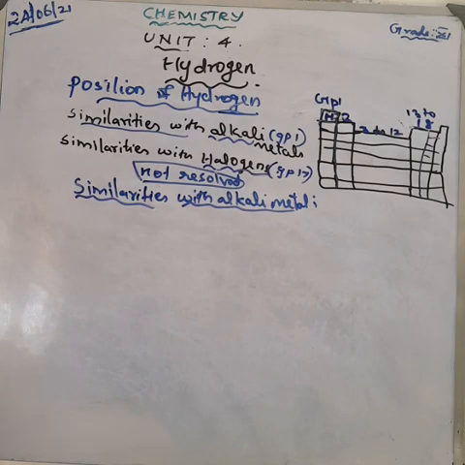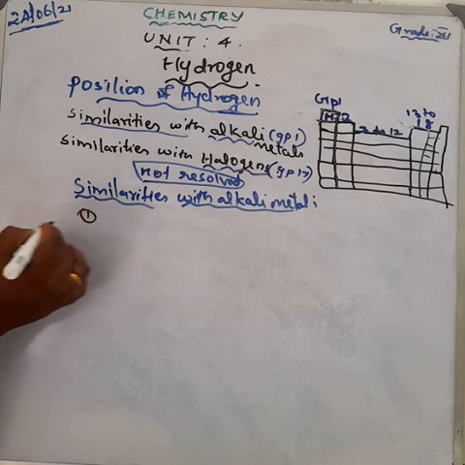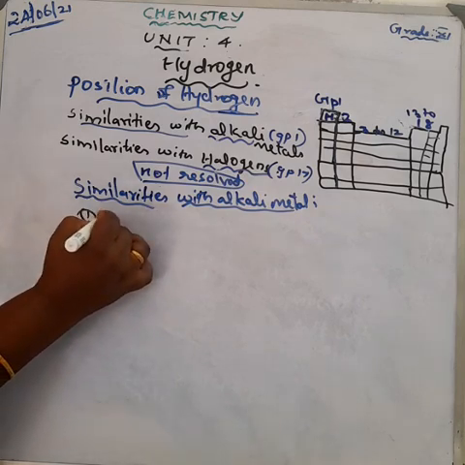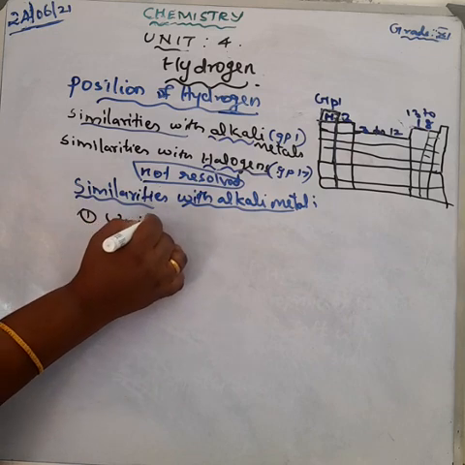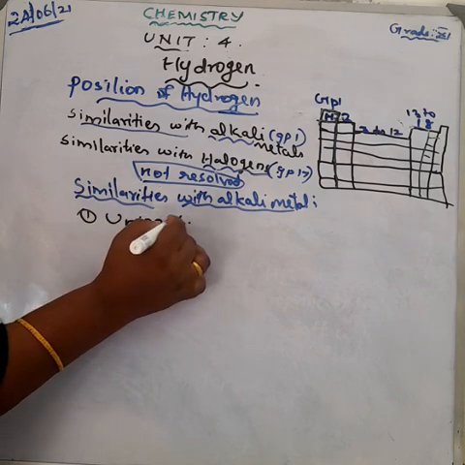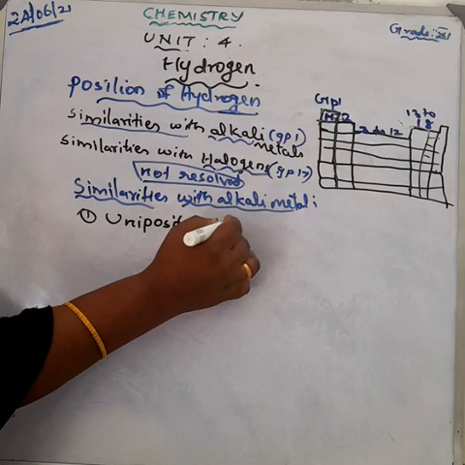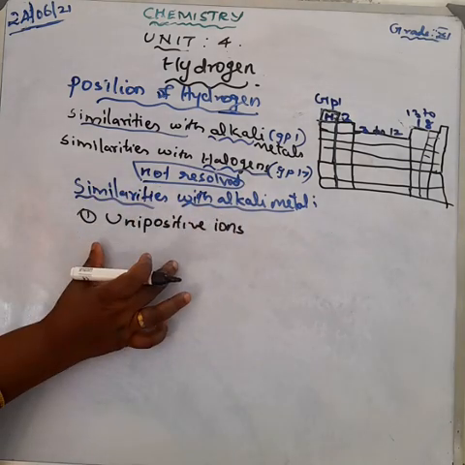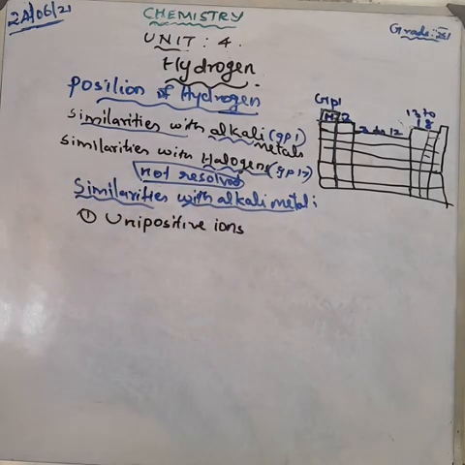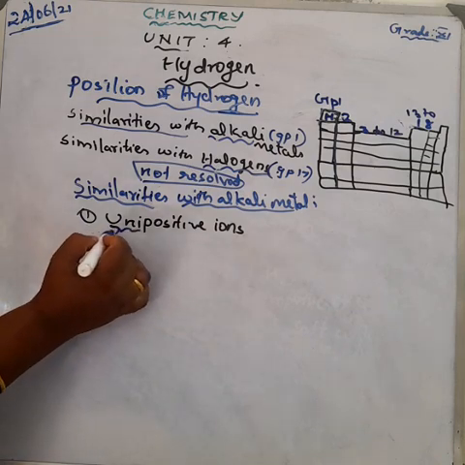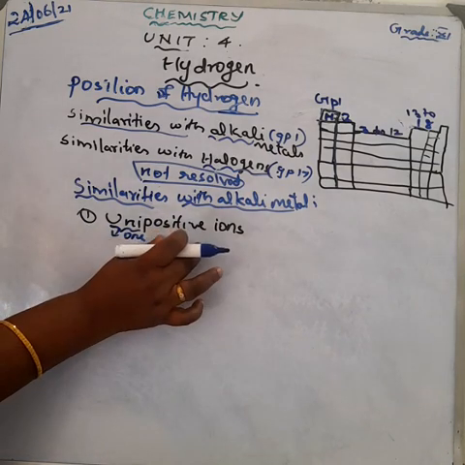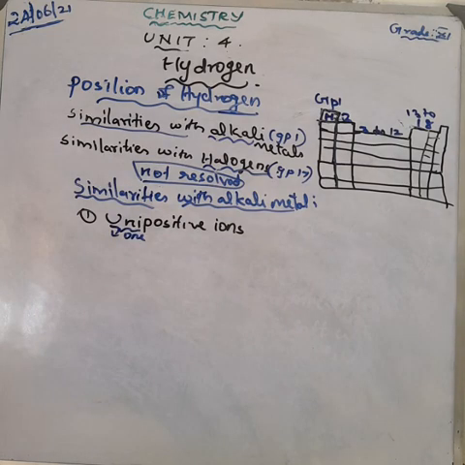What are the characters? What are the properties? First, it forms a unipositive ion like alkali metals. What do you mean by unipositive? Uni means one. Uni means one positive charge, like alkali metals. Okay, understood?